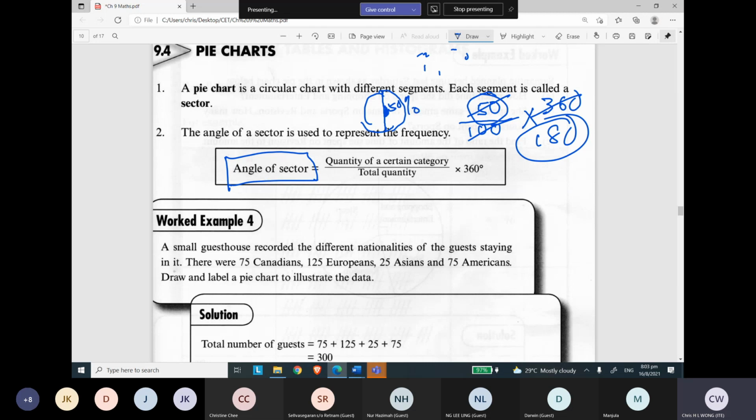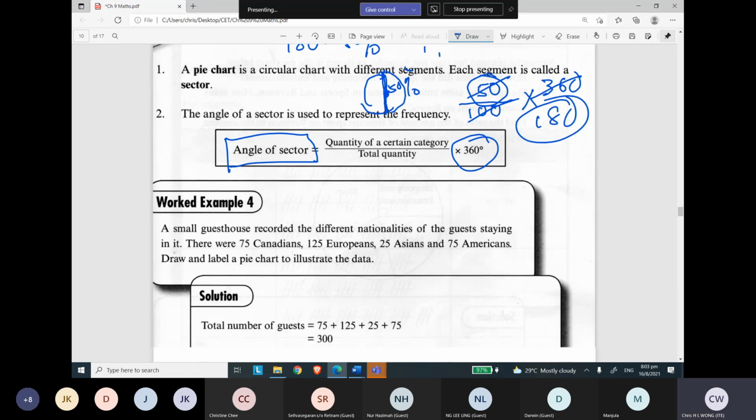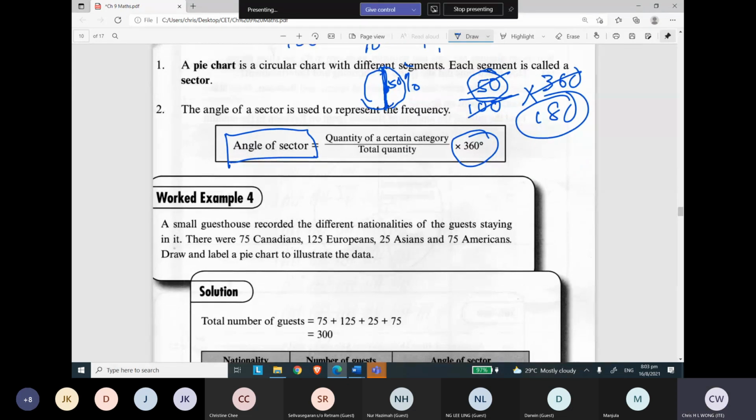So just in case they ever ask you to draw the angle, instead of using percentage, the moment you use angle, you use 360. But when you're using percentage, it's the other way around. You notice that 180 degrees is equal to 50% when you want to talk about the percentage of a circle. Is it all right?